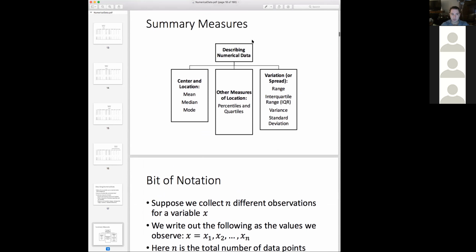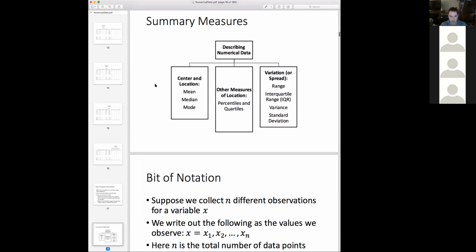So let's go over some of this lecture material. We covered mean, median, and mode to describe the center and location of data. We also went over other measures of location, such as percentiles and quartiles. And we also talked about the variation or the spread of data, which we can represent by the range, the interquartile range, the variance, or the standard deviation of the data.